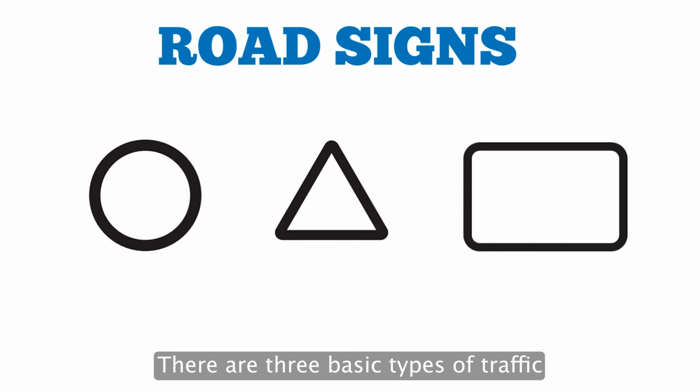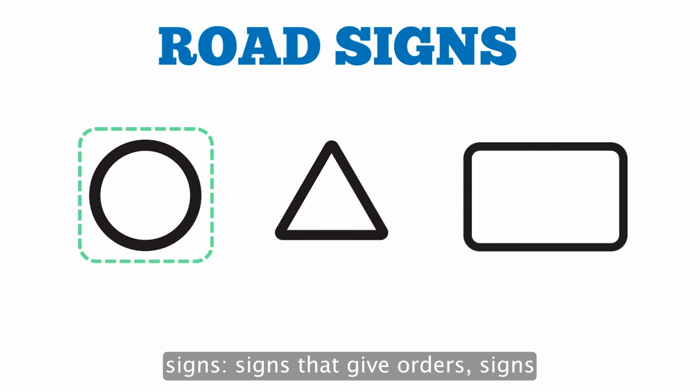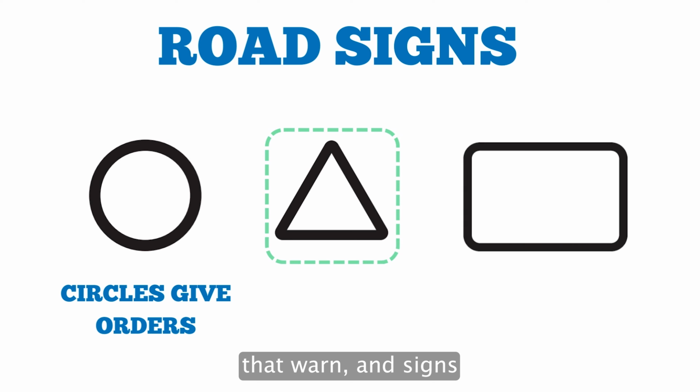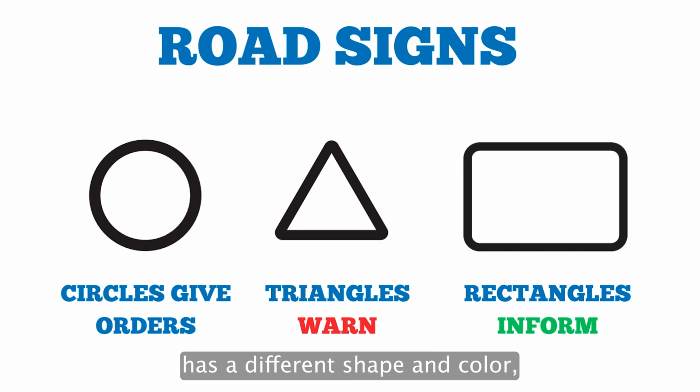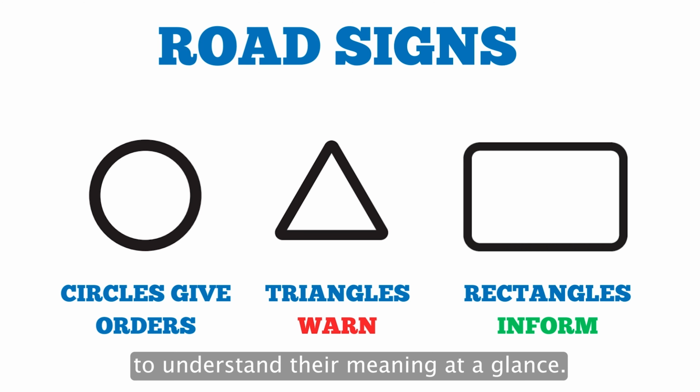There are three basic types of traffic signs: signs that give orders, signs that warn, and signs that provide information. Each type has a different shape and color, making it easy for drivers to understand their meaning at a glance.